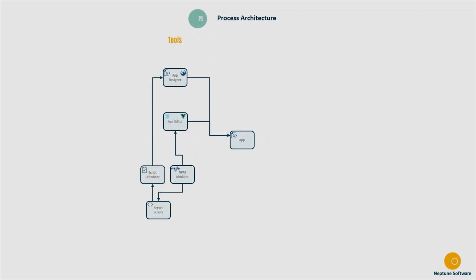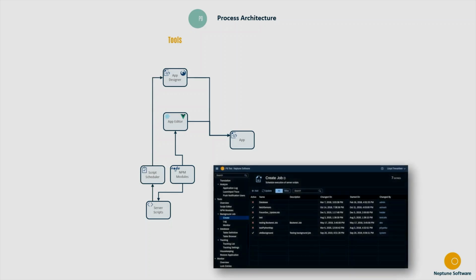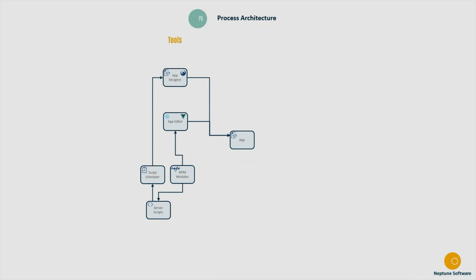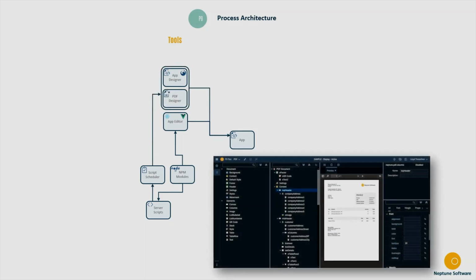Planet 9 provides a script scheduler tool for creating, scheduling, monitoring, and maintaining logs for jobs running scripts in the background. In Planet 9 version 2.1.1, we introduced the low-code PDF designer. Here you can create PDFs that reflect your own brand and your technical requirements with the familiar drag-and-drop functionality.